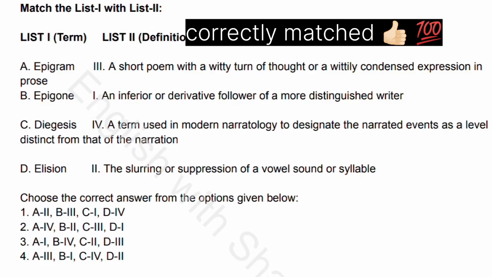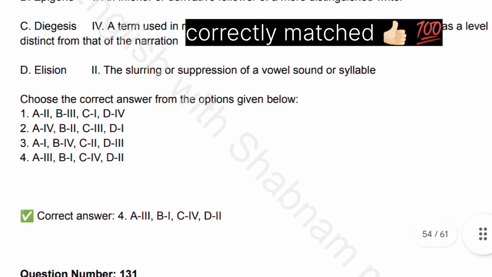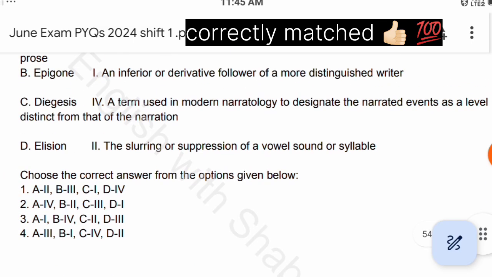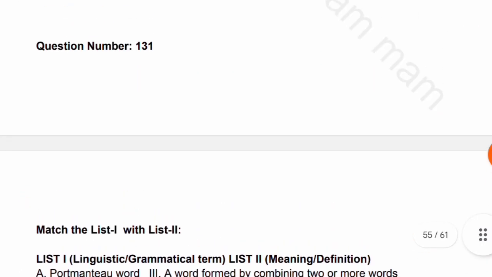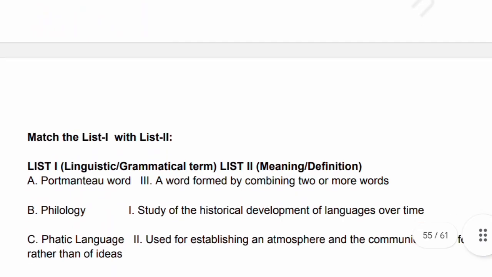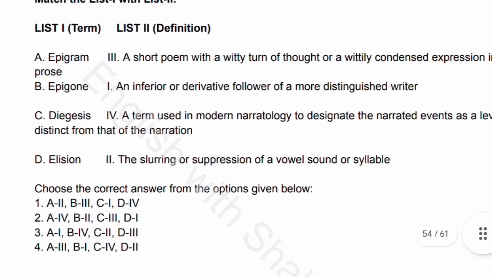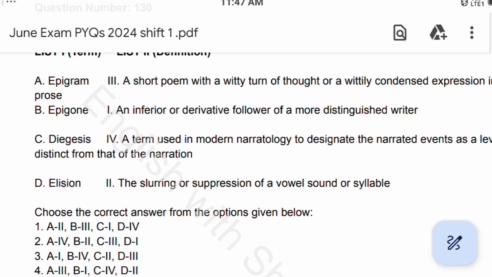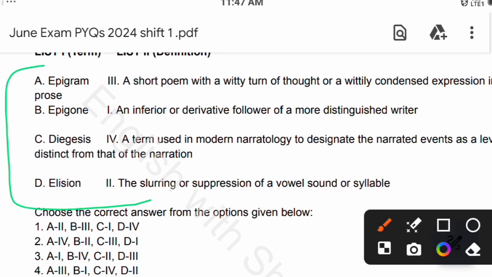So the correct answer of this question is going to be option 4: A third, B first, C fourth, and D. Next question you have. Oh, so there is a mistake. I have forgotten to put the options, but this is the correct answer I have arranged here. Options I have skipped.